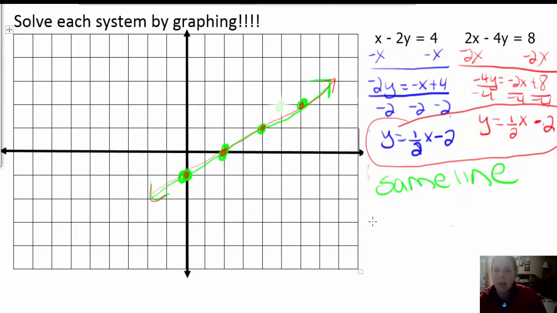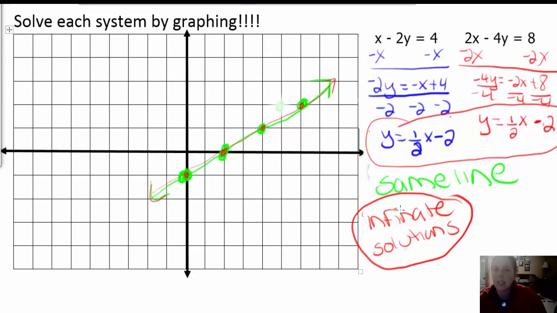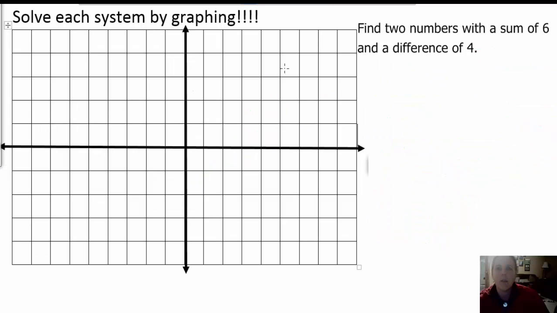Okay, so if they're the same line, it's infinite solutions. Infinite solutions, meaning it's forever, every point's the same. Infinite solutions. Okay, this is an I. Infinite solutions. Okay, so same line, infinite solutions. Those are kind of the special ones. Okay. I think, oh, I do have one more.